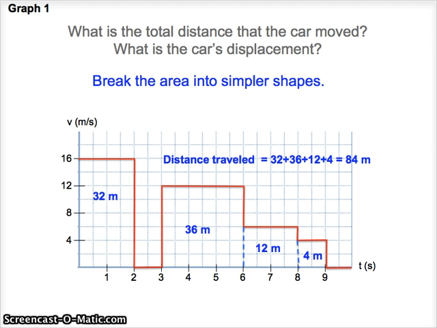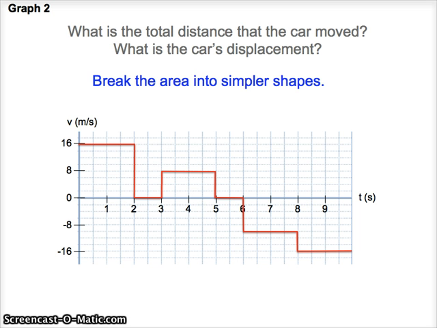And just looking at a very simple base times height, 16 times 2 is 32, 12 times 3 is 36, 6 times 2 is 12 meters, and then 4 times 1. And then to find the total distance traveled, or the total displacement, we would just need to add all of those values up to get 84 meters. Now in this case, the distance traveled and the displacement are the same thing, because this object only moves in the positive direction. All of the velocities are positive, none are negative.